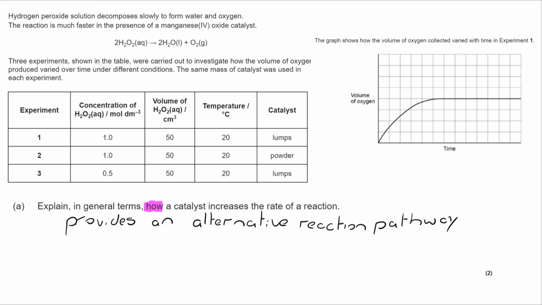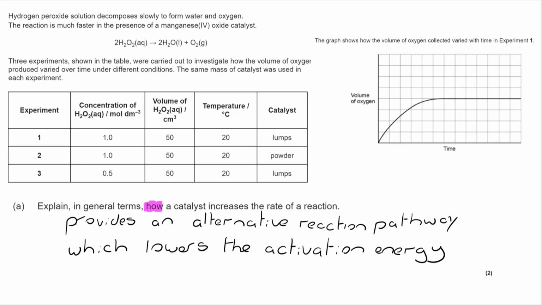we will say that it provides an alternative reaction pathway and it lowers the activation energy. Now compare that to the definition of a catalyst, which is something that speeds up the rate of a reaction without getting used up in the reaction. Very easy to get those confused, so you've got to make the effort to not do that.